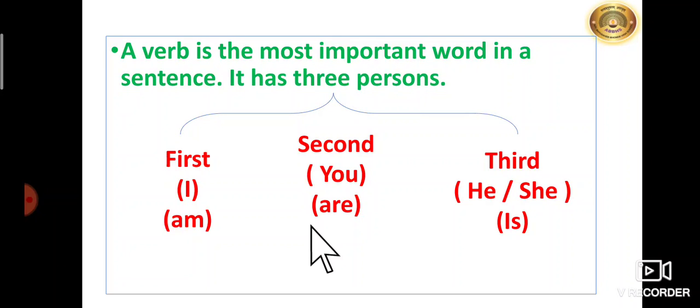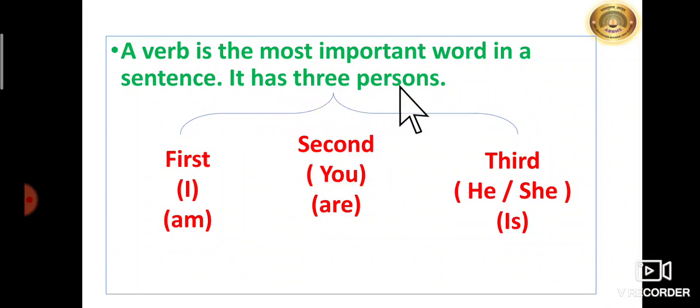Basically, students, as you know, a verb is an action word, a doing word. For example, running, dancing, singing, jumping are all verbs. These are action words, the doing words. But when it is agreement with the subject, let's find out what it is in detail. So a verb is the most important word in a sentence.